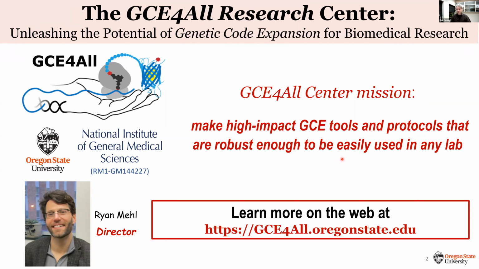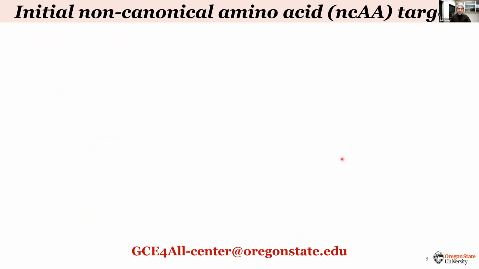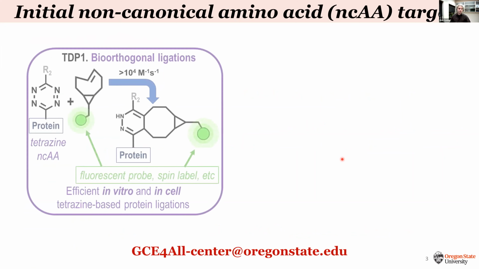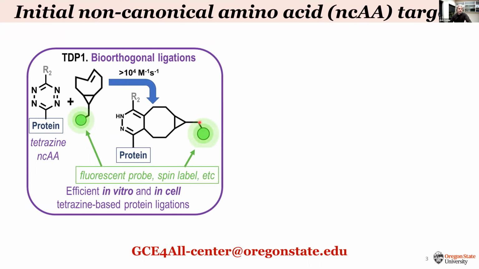And so in the center, we're focused on two primary areas. The first one is led by our director, Ryan Mehl, and that's for establishing and optimizing GCE technologies for encoding tetrazine amino acids, which can be used for site-specific and rapid bioorthogonal ligation chemistries. So we can attach things like fluorescent probes, spin labels, polymers, et cetera, that are conjugated to trans-cyclooctene molecules. And these ligations can be done both in vitro and also in live cells. And so that's one project area in the center.